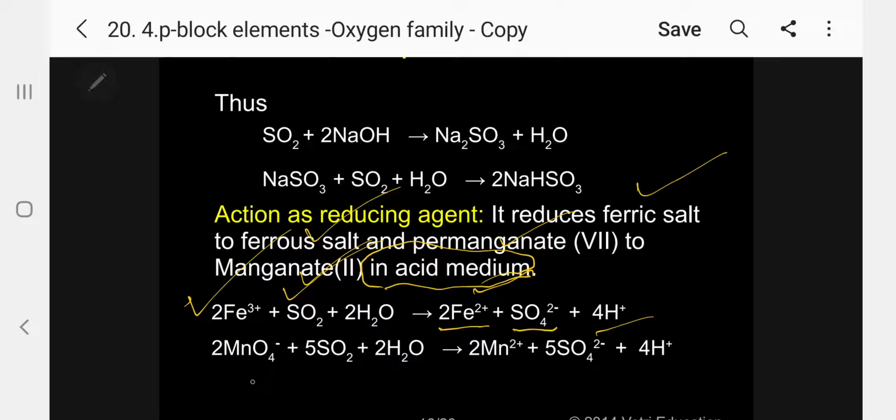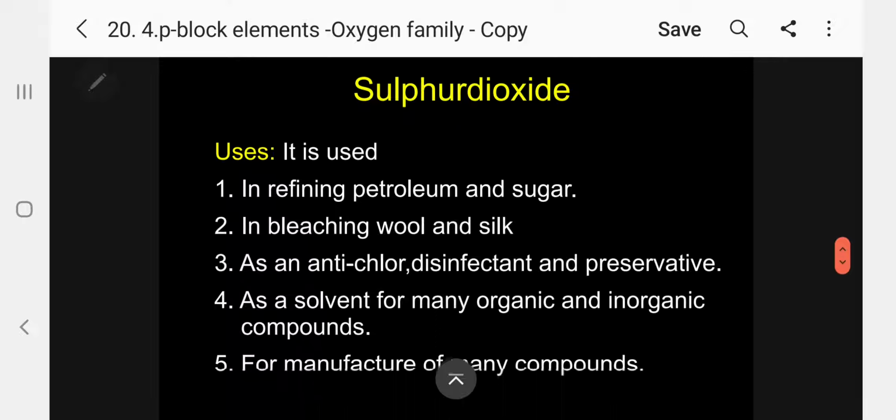In the same way, kindly follow, potassium permanganate for example is reduced by sulfur dioxide. Sulfur dioxide is acting as a reducing agent, and permanganate is acting as an oxidizing agent. So it reacts with the permanganate in the presence of water to produce Mn2+. Sulfur dioxide, as usual, is converted into sulfate, and 4H+ is formed. So it is a powerful reducing agent.